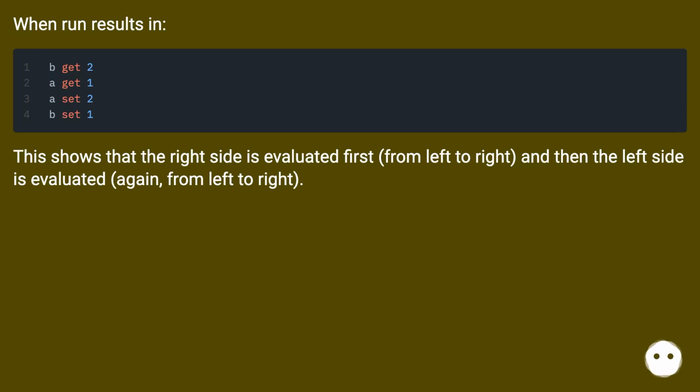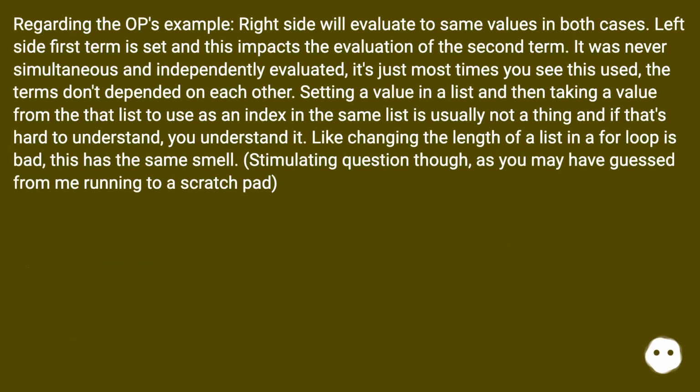Regarding the example, the right side will evaluate to the same values in both cases. On the left side, the first term is set and this impacts the evaluation of the second term. It was never simultaneous and independently evaluated, it's just that most times you see this used, the terms don't depend on each other.